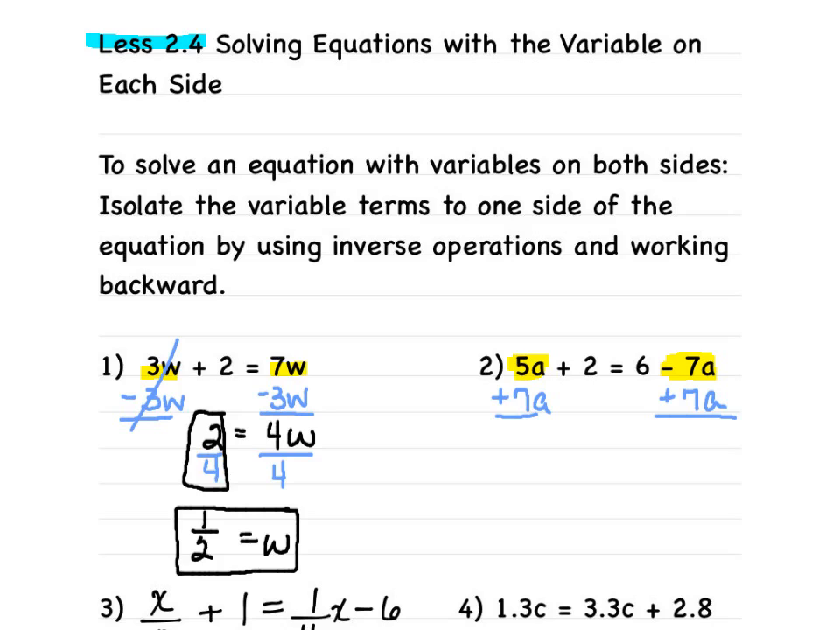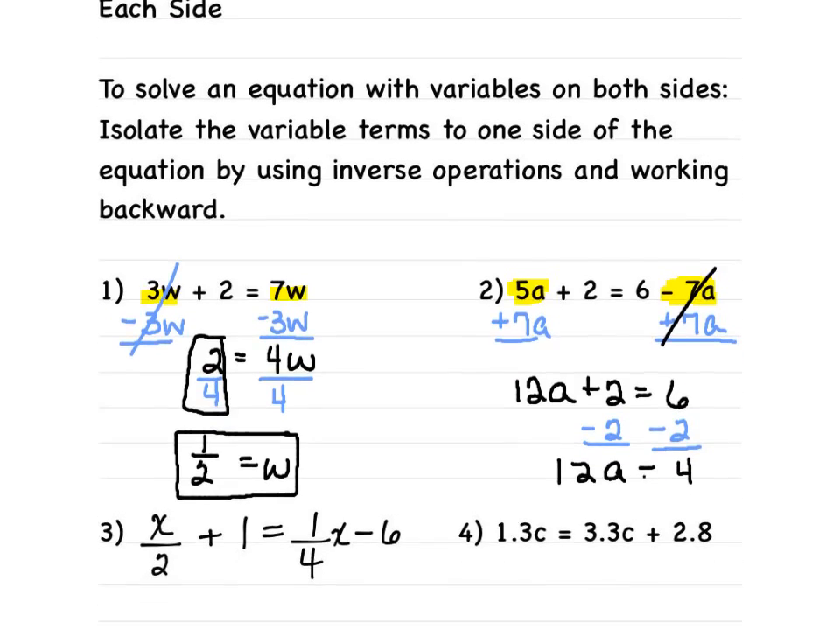Let's bring this down. 5a plus 7a gives us 12a. Bring down the plus 2 equals 6. And then we see here that negative 7a plus 7a cancel each other out, equals 0. All right, let's continue. Now we have a two-step equation. 12a plus 2 equals 6. Let's subtract 2 from both sides first. And here we're left with 12a is equal to 4.